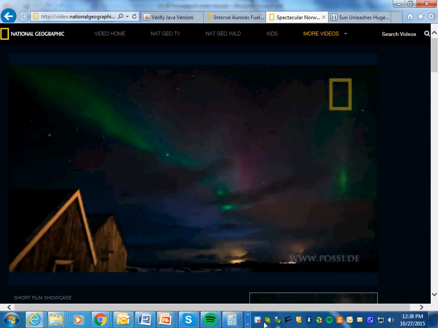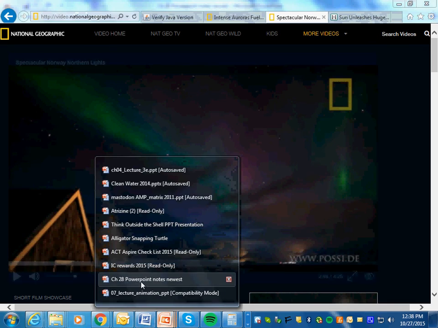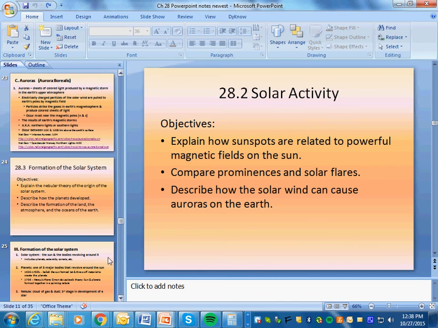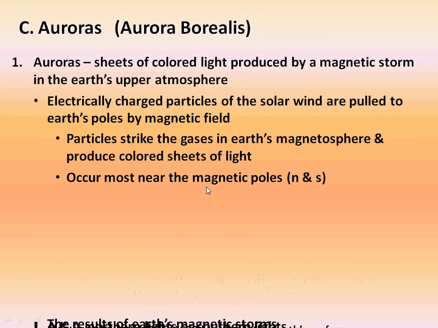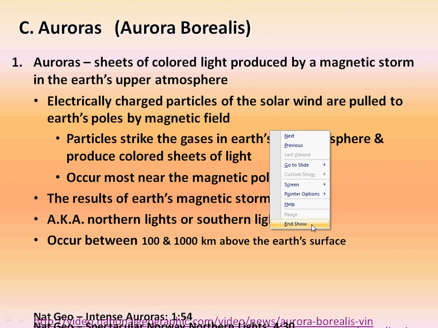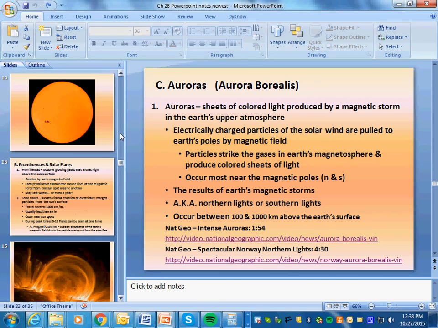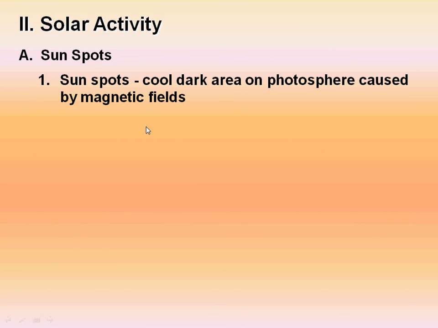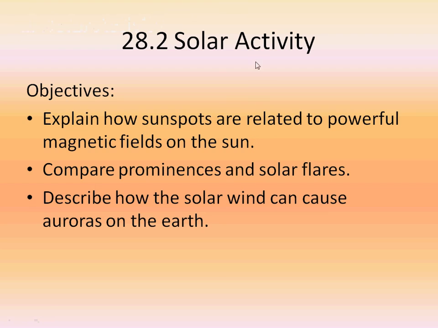All right, so to finish up here again, we have seen the auroras now. I want to point out, what were our goals today? Our goals were to be able to explain how sunspots are related to powerful magnetic storms of the sun, compare solar prominences and solar flares. We saw all of that. And then describe how a solar wind can cause the auroras on the Earth. And a lot of research being done on auroras, but real cool stuff.